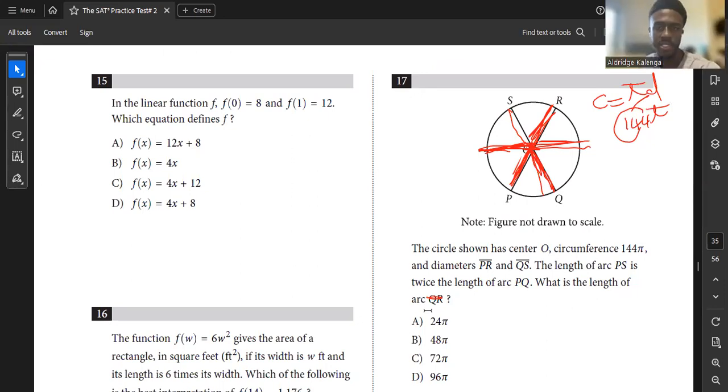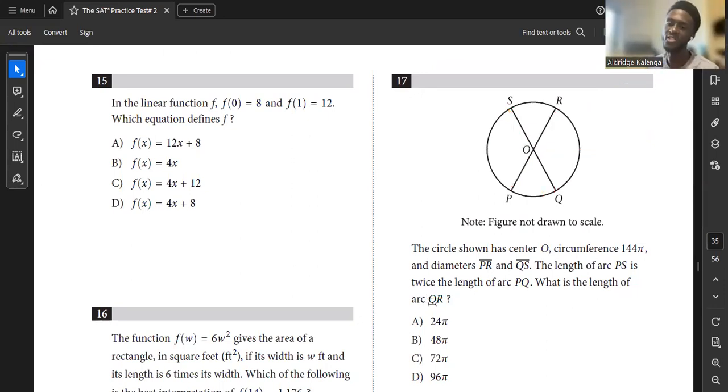18. There are actually so many ways to do this. But I had set up an equation, if anyone's interested. I had done an equation here that says 2 times PQ plus PQ, because all of them are the same as PQ.